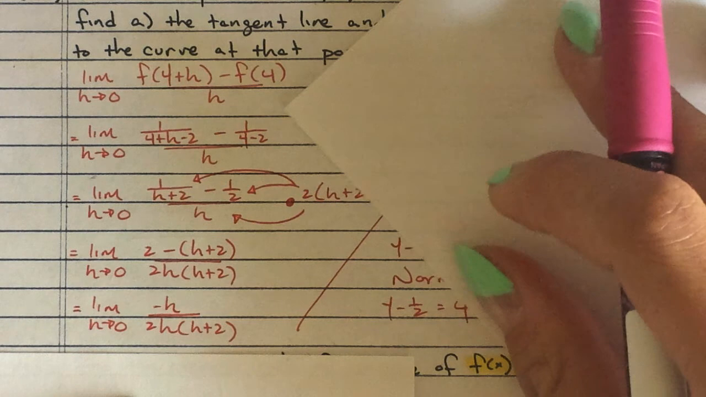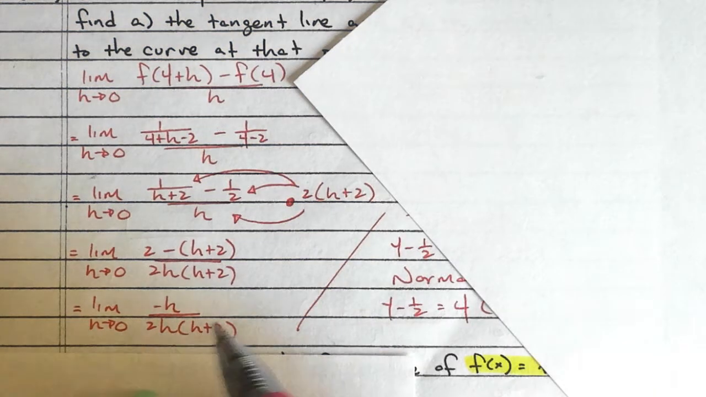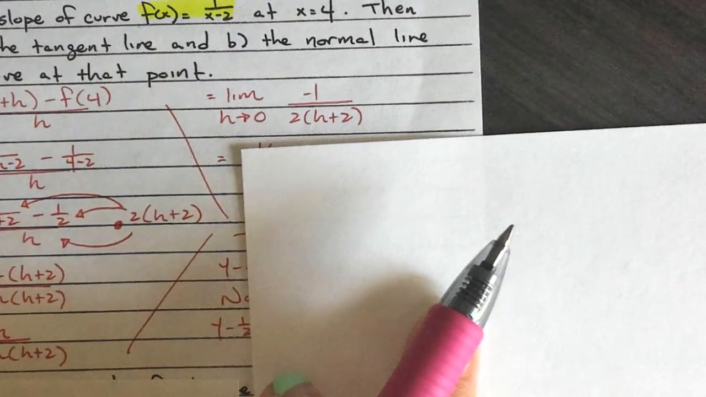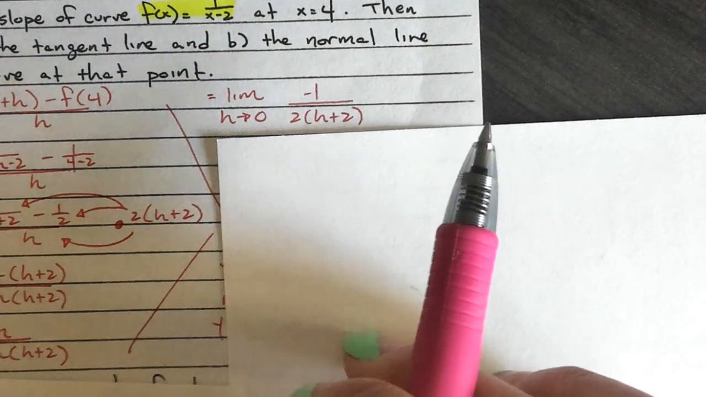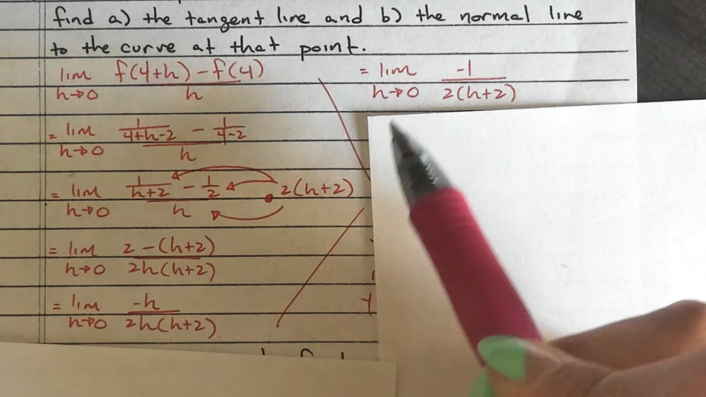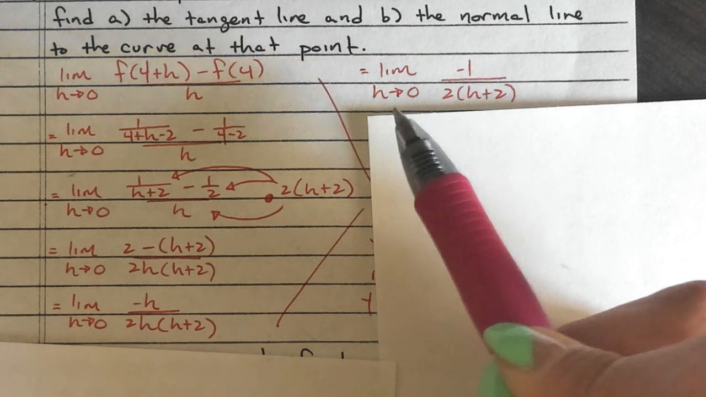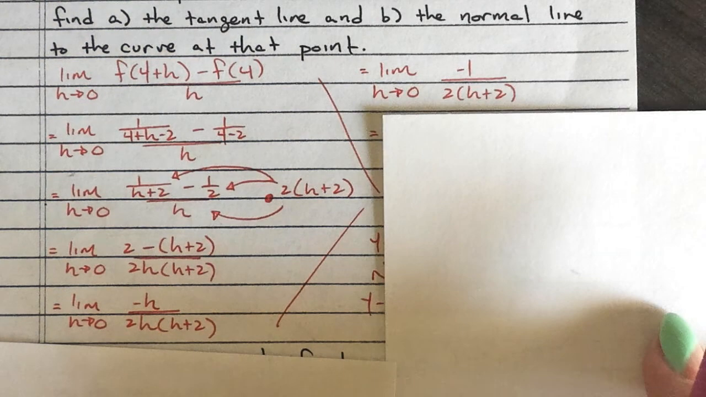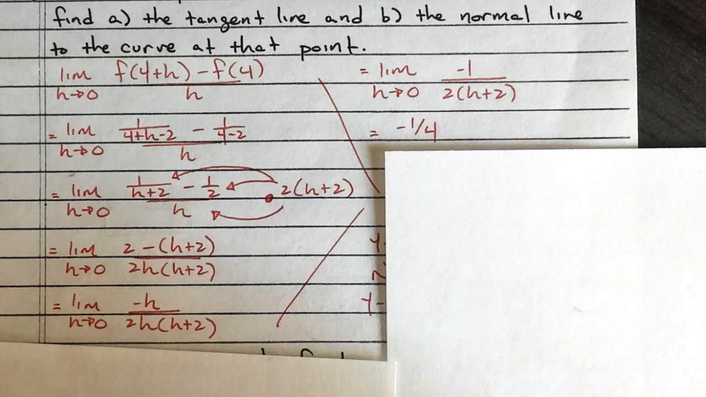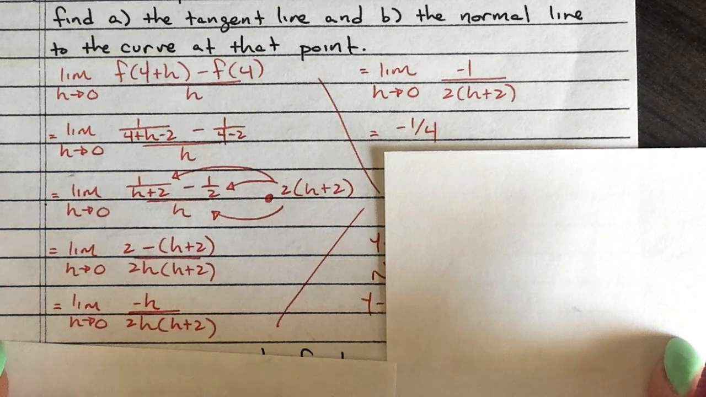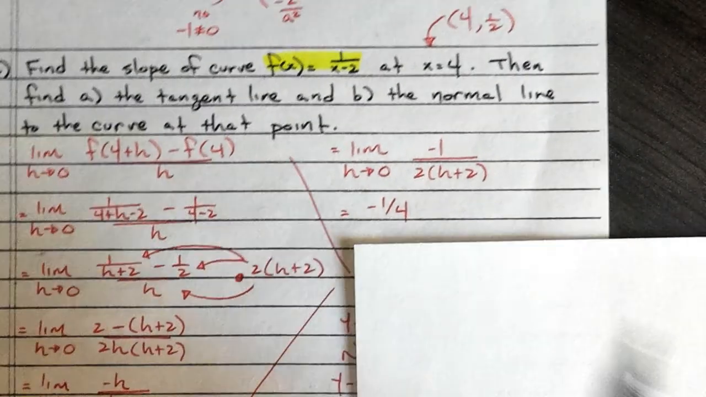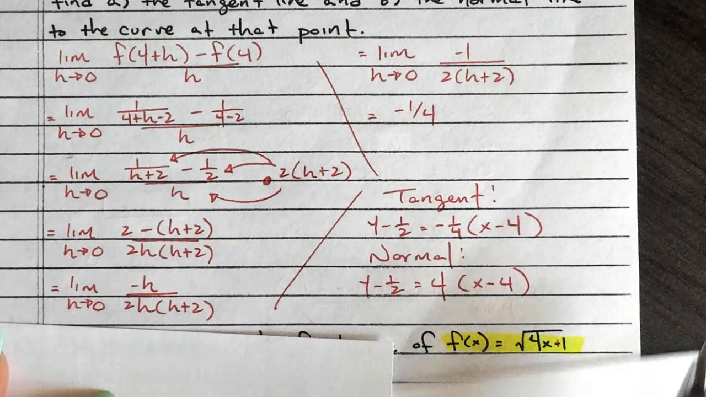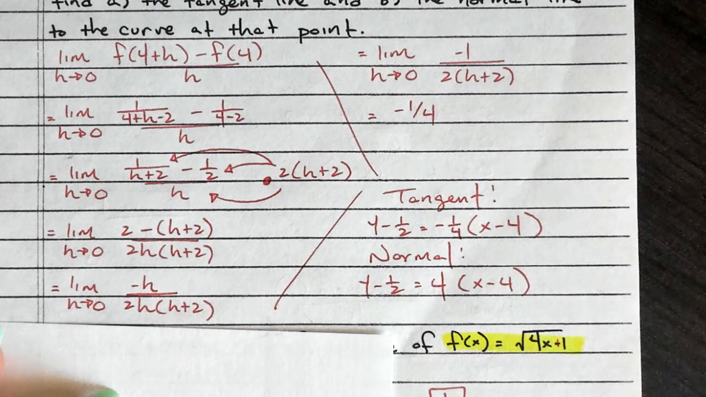And then, I'll go like this. And then I see there's an h on top, h on the bottom. I can divide them away. And after I divide them away, that's when I'm going to go ahead and plug in my 0. So after you divide the h's away, you will always be able to divide it each way. You can go ahead and plug in your 0, and then you get negative a fourth, and then you use that negative a fourth, and you use your point, (4, 1/2), to write your tangent line and to write your normal line. Okay?